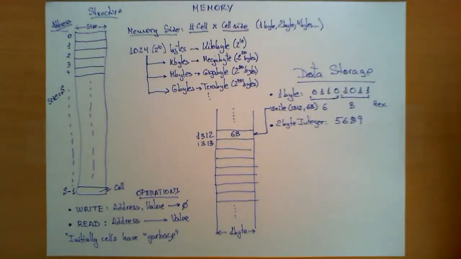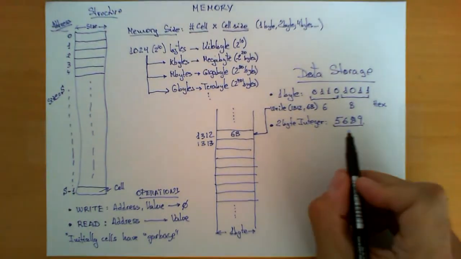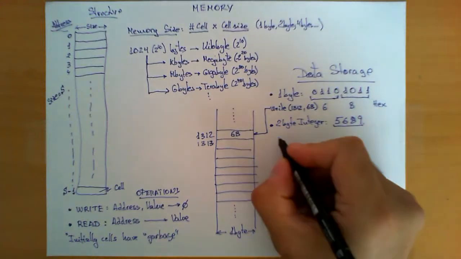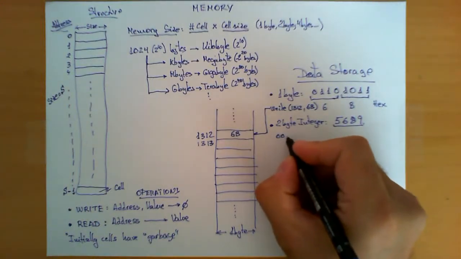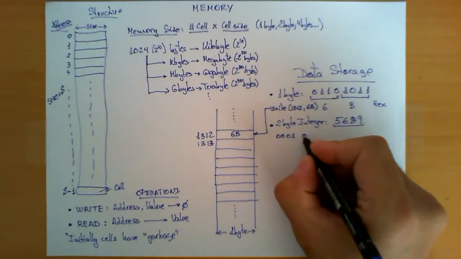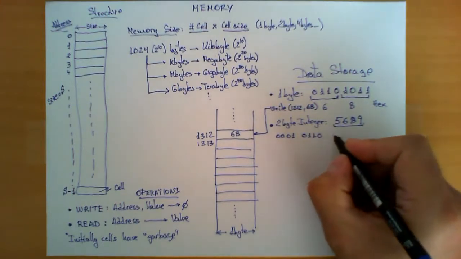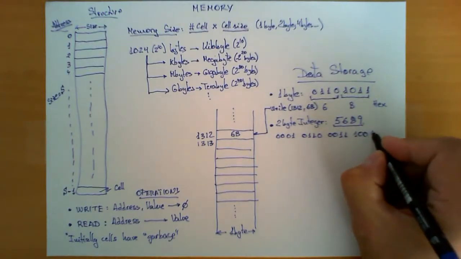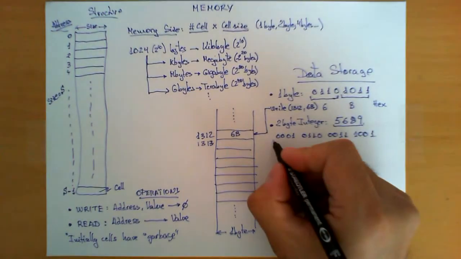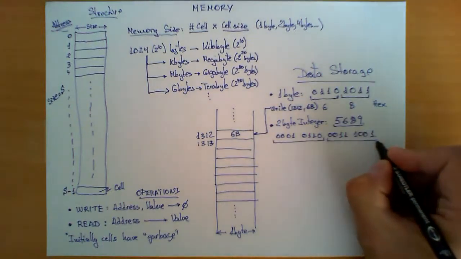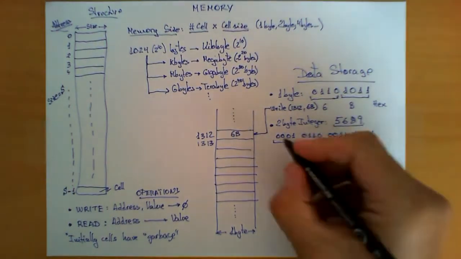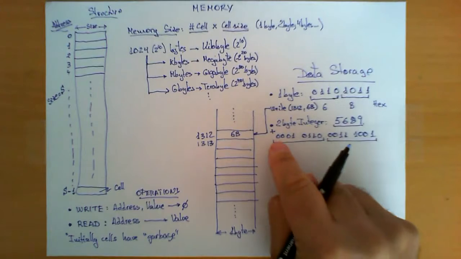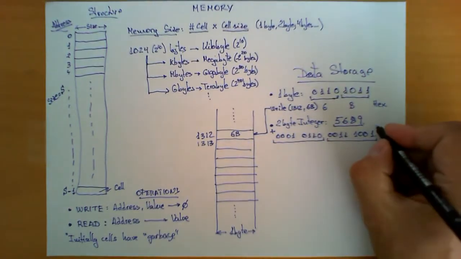First, I need to know what the binary representation of this number is, because my memory is always storing binary numbers. If I translate this to binary, if you do the math, then you end up with the following sequence of bits: 0001, 0110, 0011, and 1001. As you can see, this is the first byte and this is the second byte. Another important thing: the most significant byte is on the left hand side and the least significant byte is on the right hand side.